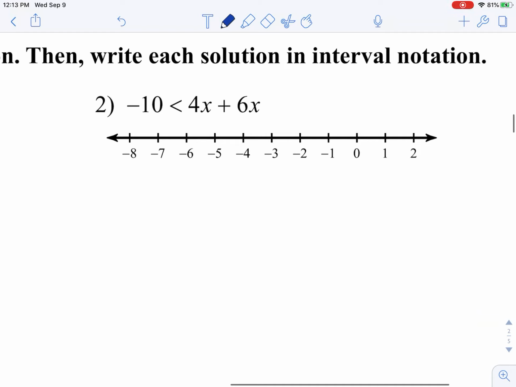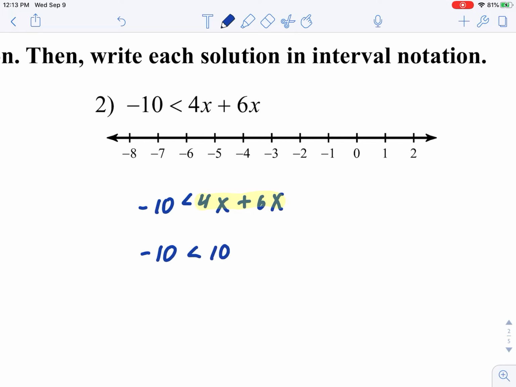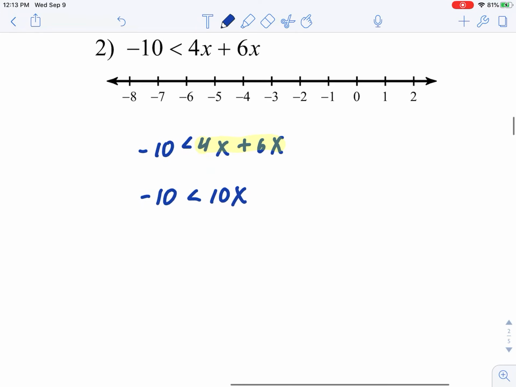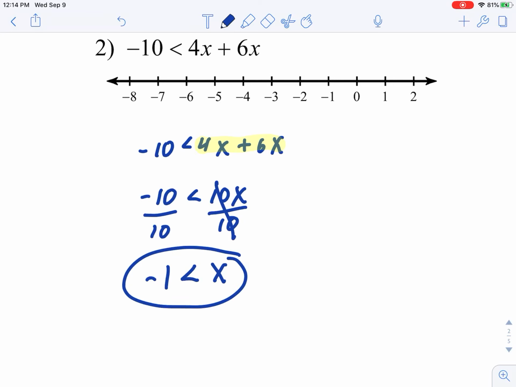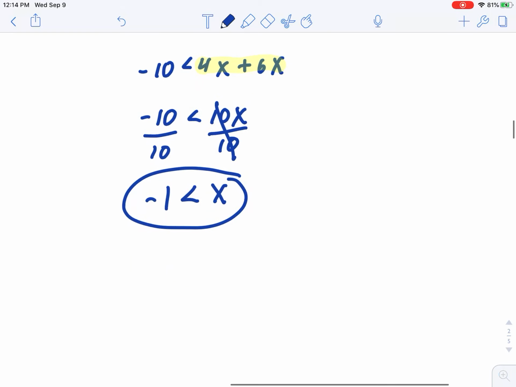Okay, so number 2, I'm going to start by rewriting the problem down here so I have plenty of room to work it out. This can be simplified, so you get negative 10 is less than 10x. To isolate x, you have to divide both sides by 10. I'm dividing by a positive, so I don't have to flip the symbol. I get negative 1 less than x, and that is my solution. Or you could write your answer like this: x is greater than negative 1.